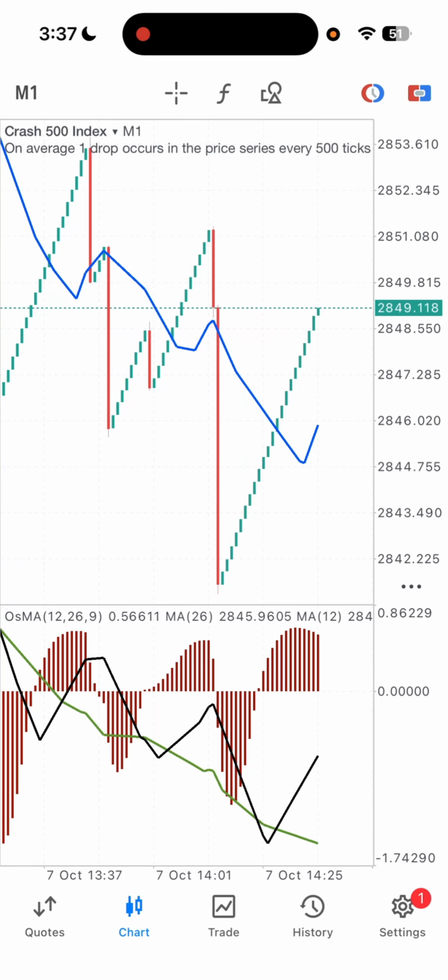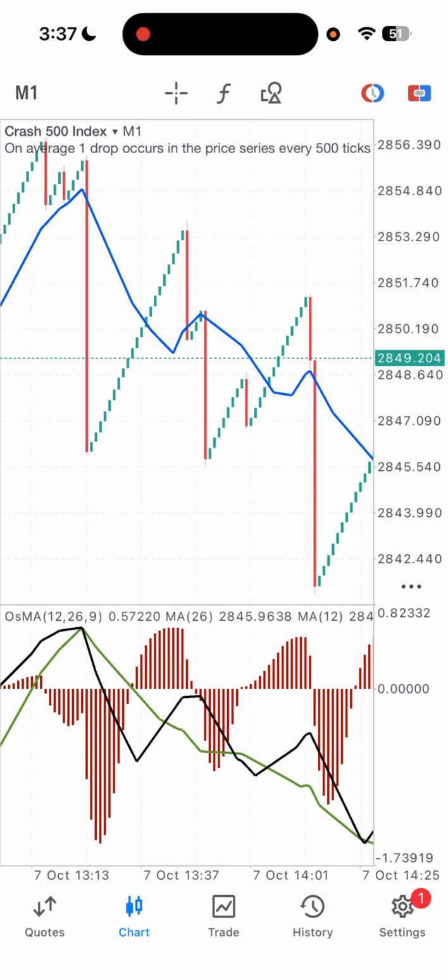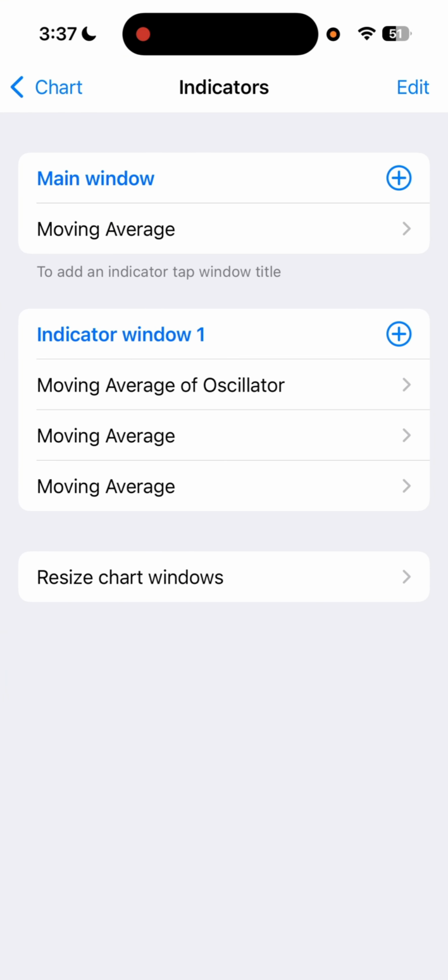Today's video, I'm going to show you guys a strategy that you can use to grow your small accounts into big accounts on Boom and Crash indices. Now we're going to start on the Crash 500 index, and I'm going to show you guys the parameters for this strategy.